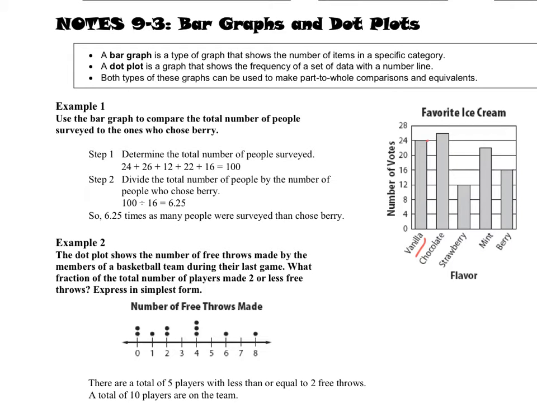So for example, if you add up all of the different amounts of ice creams right there, it's going to add up to 100 total. Okay? So they do that right here. They add it all up and it came out to 100. So they're asking specifically to use the bar graph to compare the total number of people surveyed to the ones who chose berry.